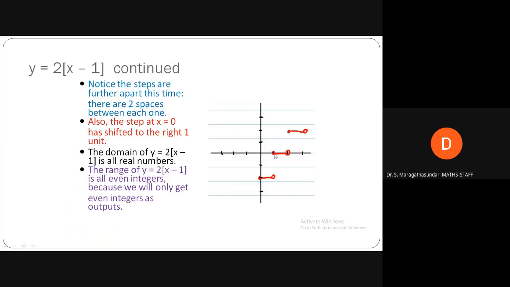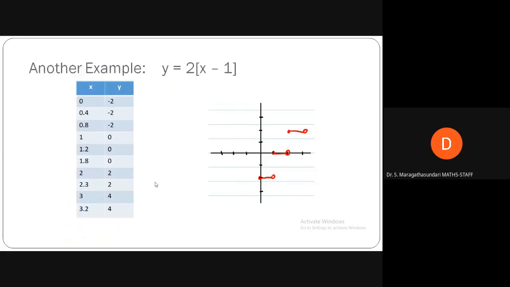The domain of y is equal to 2 into x minus 1 is all real numbers. At the same time, what is the range of y here? All are even integers, because we will only get even integers as outputs. Just see here, all are double spaced, and all are even.